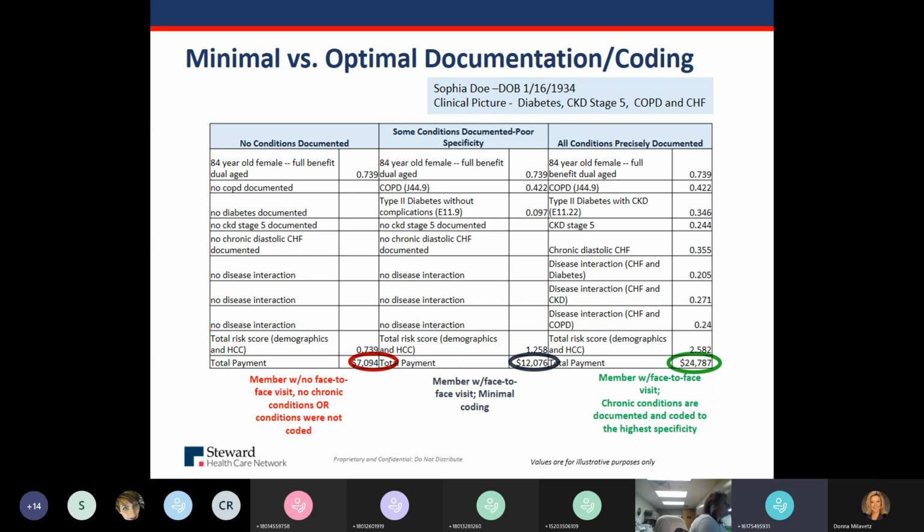So this leaves us with a total payment of almost $25,000. So you can see the difference between capturing and not capturing the most precise conditions that the patient has. This isn't the only thing that covers the cost, but it plays a big part along with premiums and other things that go into the budget. Next slide, please.